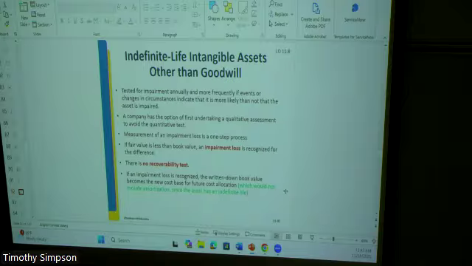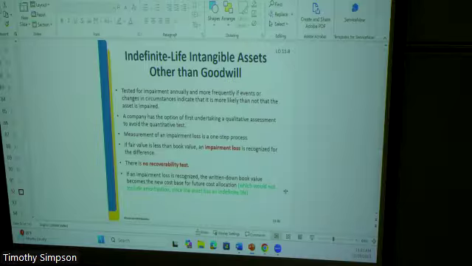A qualitative assessment is, are we actually losing the value that is attached to this particular asset? Without numbers, we're just simply saying, do we think that this asset has lost value for whatever the case might be? And then the measurement is a one-step process. If fair value is less than book value, the impairment loss is recognized, if we know what the fair value is.